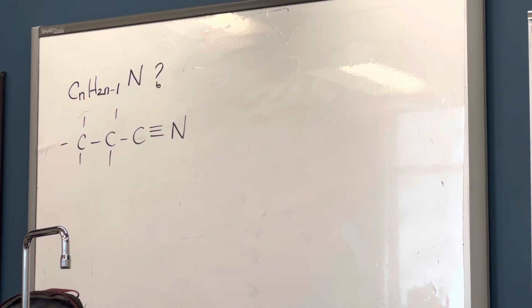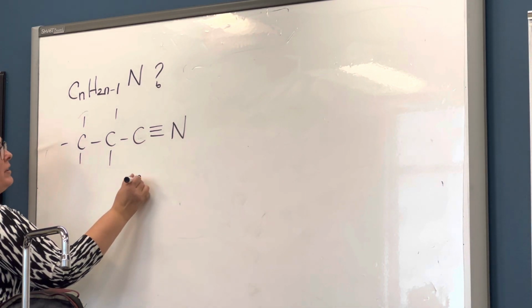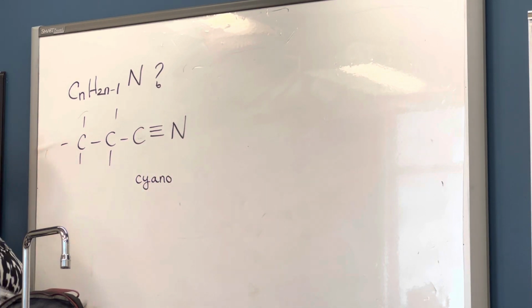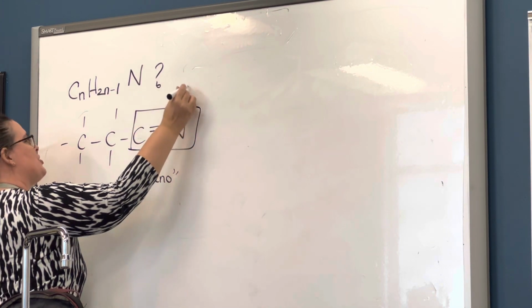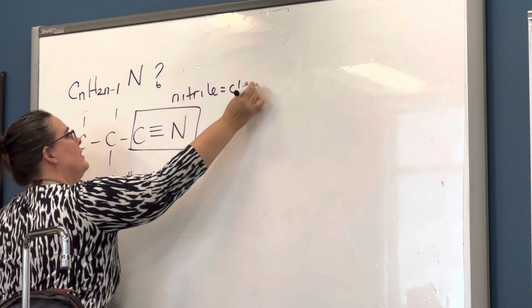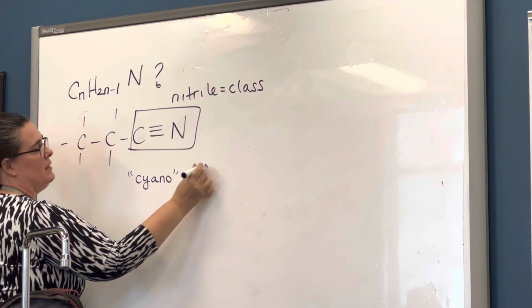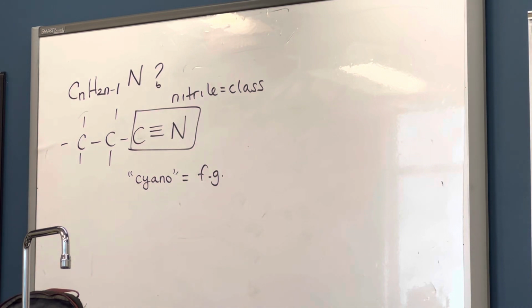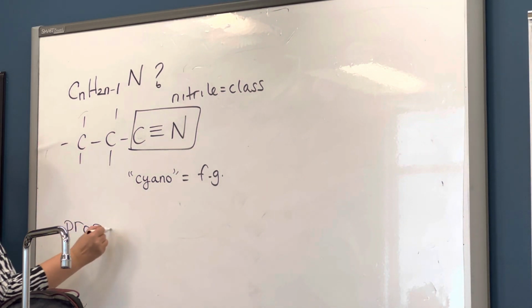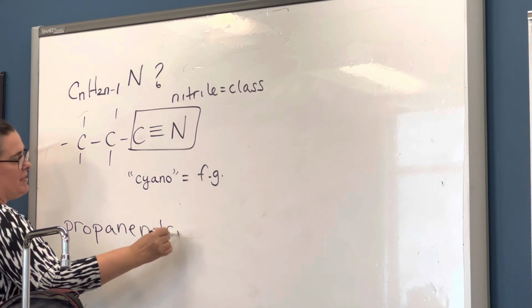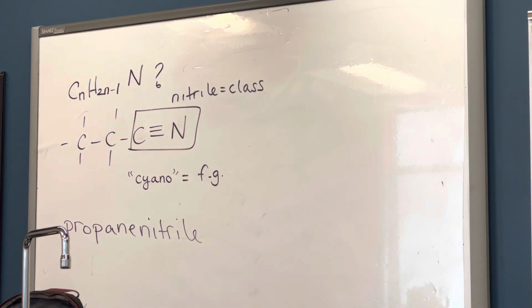Hey, I have a carbon triple bonded to nitrogen. But it's only terminal. It's only terminal. We call this a cyano functional group. The class is called the nitrile. The cyano functional group, the class is nitrile. We're going to find that longest chain of carbons is 3 long, so it's going to be propane. And we just put the word nitrile after it. This is propane nitrile. What does FG stand for? Functional group.